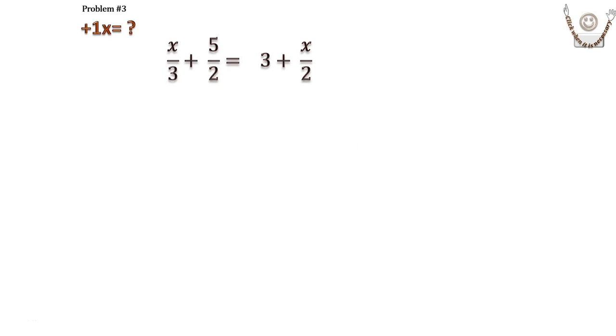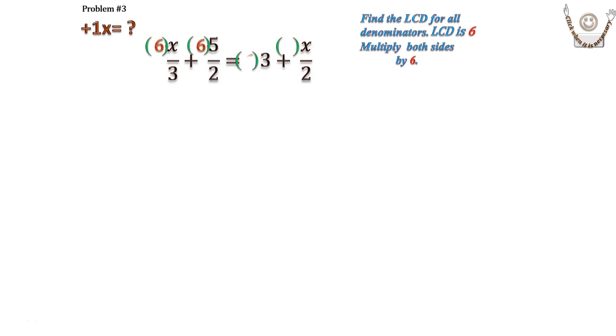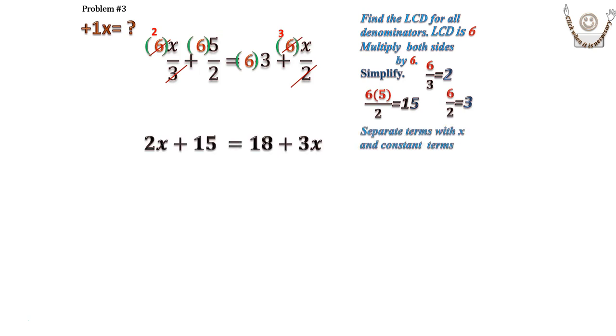Now let's use a practical approach on the same equation. So we have to find the least common denominator for all denominators. For 3 and 2, it will be just 6. So now we are multiplying all pieces on both sides by the least common denominator, which is 6. And we have to simplify, because 6 over 3 is 2, 6 times 5 over 2 is 15, 6 times 3 is 18, and 6 divided by 2 is 3.